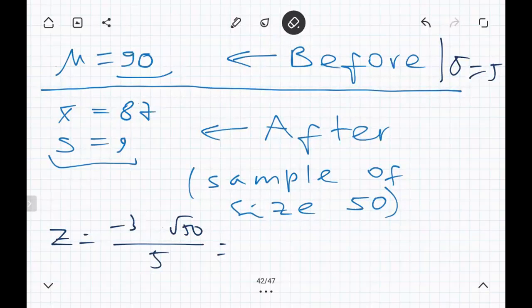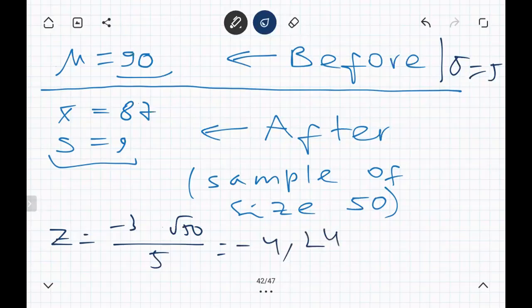Times square root of 50. So my Z value would be minus 4.24. And if I do a 95% two-tail test, then my critical value would be 1.96. Minus 4.24 is less than minus 1.96. And we are rejecting the null hypothesis.